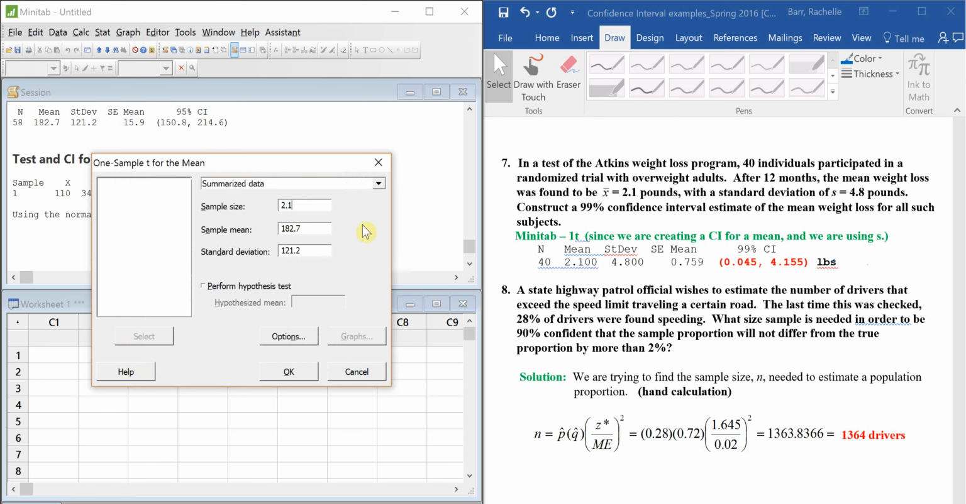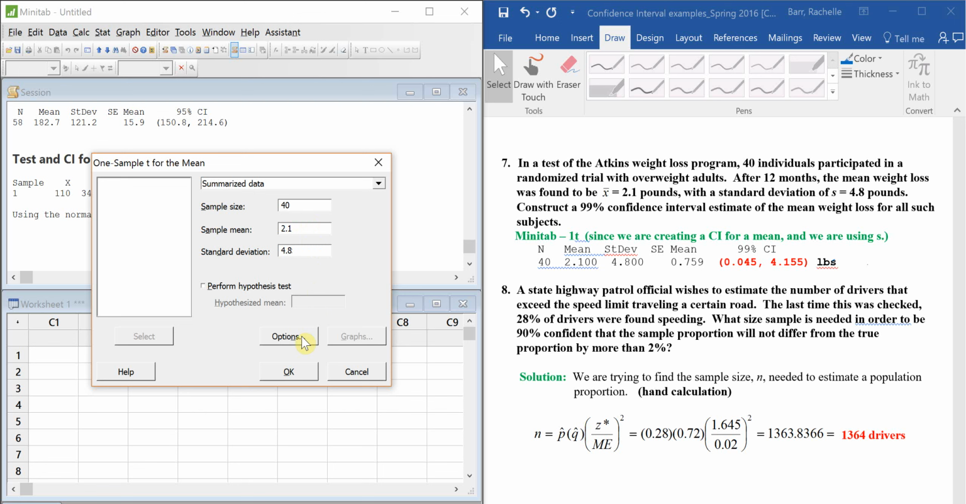What? It's not an integer. Oh, sample size, 40. Yeah, I can't have 2.1 people. Sorry, I'm thinking of number of successes. I was doing the wrong test. Good job, teacher. Okay, 4.8. Oh, God, I really shouldn't call myself that. Okay, sorry.